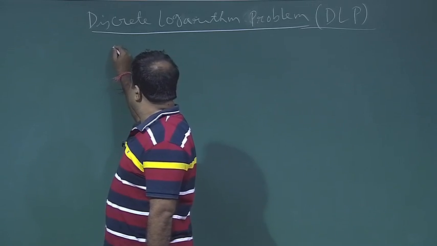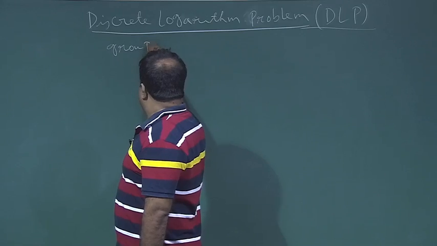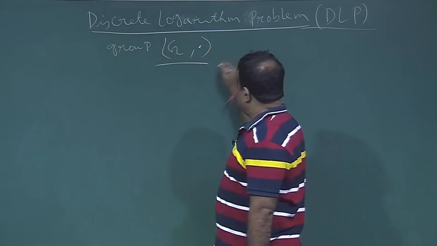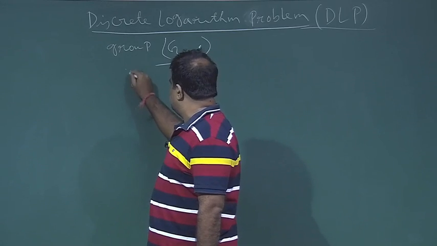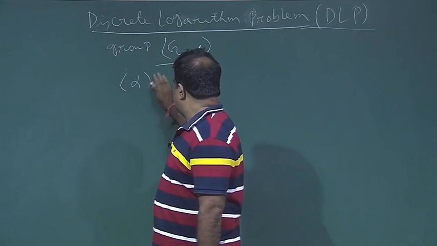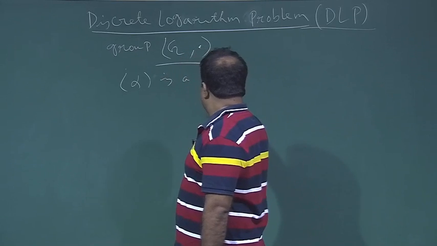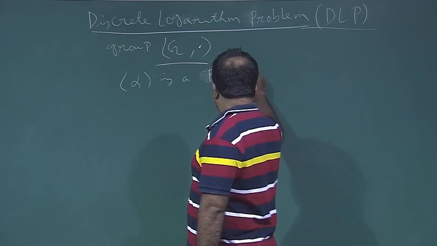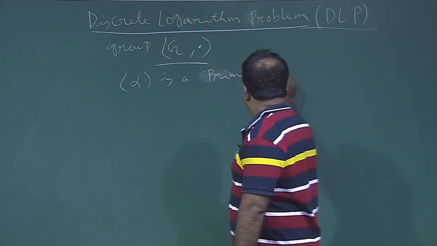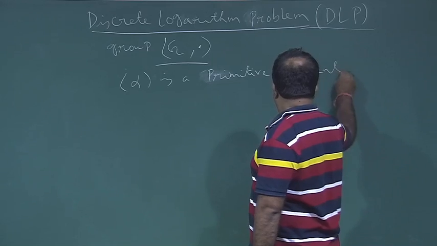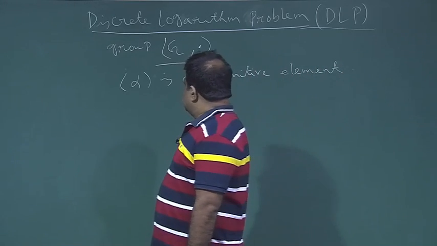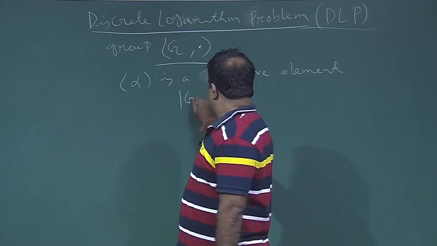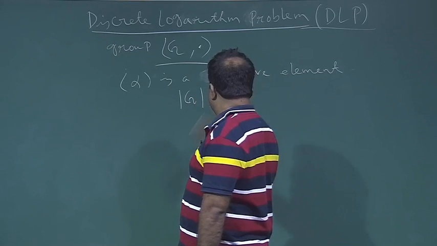We are given a group G, which is a multiplicative group and a cyclic group, and alpha is a generator, or the primitive element, of this group. So, it is a cyclic group generated by alpha. And for the discrete log problem, suppose the order of G is n.